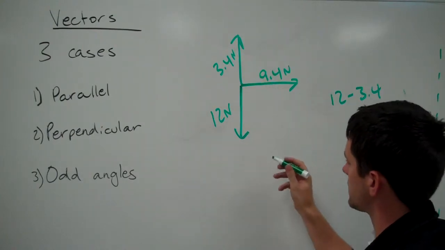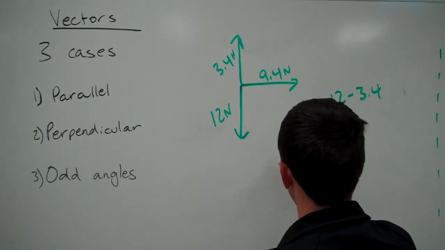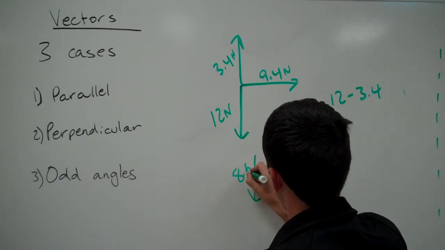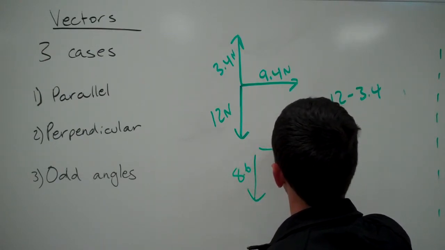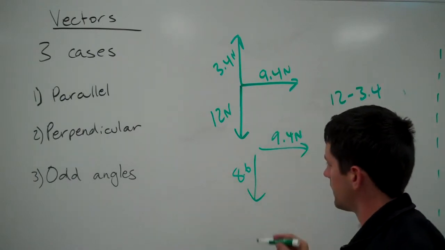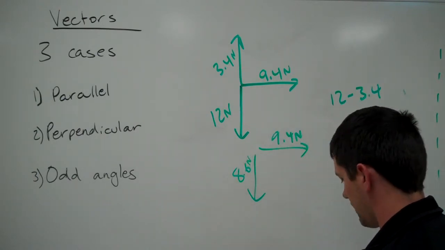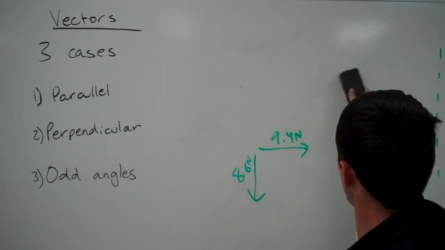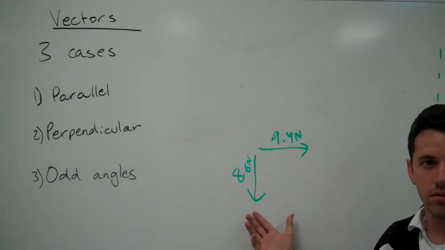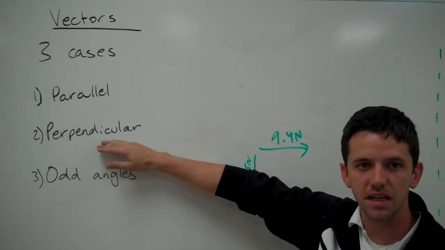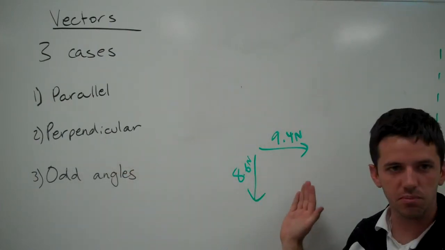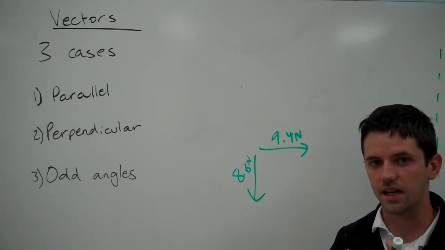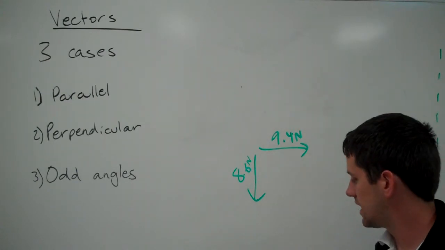Okay, so we look at this. I'm always going to redraw what I have every time I combine vectors. I have an 8.6 down, and I have 9.4 to the right. Here are my two vectors. I've combined some more, so all I'm left with are two vectors. Now I'm back into my perpendicular case. What if these two arrows are perpendicular to each other? We have to work it out. We're going to set it up. Remember, you always set it up tip to tail, then you do the Pythagorean theorem.